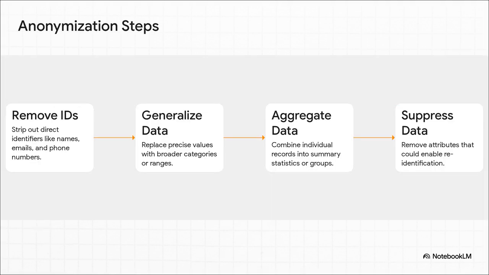So how do we actually do this? It basically breaks down into 4 key moves. First, you get rid of the obvious identifiers. I'm talking names, emails, you know the drill. Second, you generalize things, like turning a specific age, like 28, into a broader range, like 25 to 34. Third, you aggregate the data, lumping individual records into bigger groups. And fourth, you suppress any little bits of data that could be used to reverse engineer who someone is.